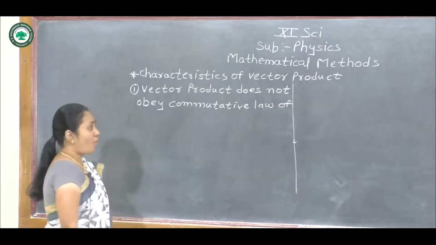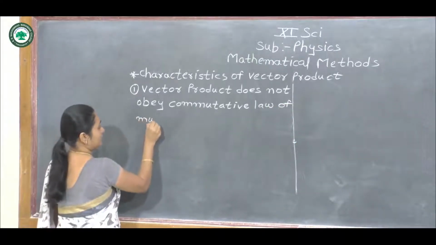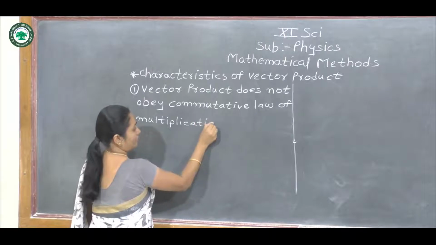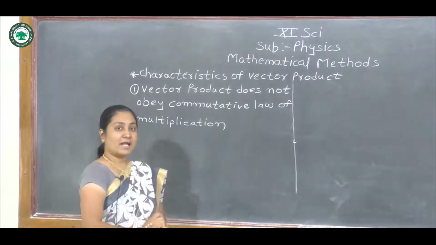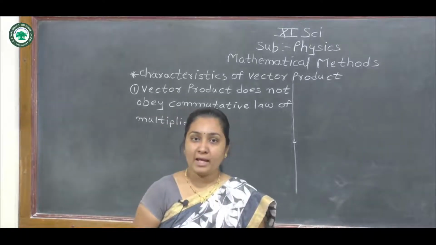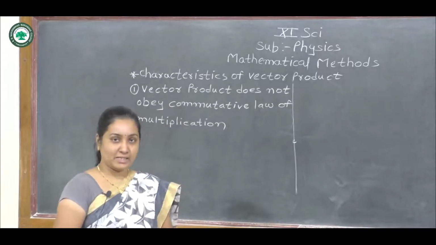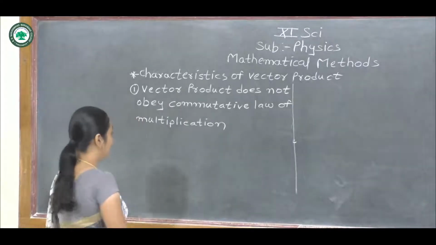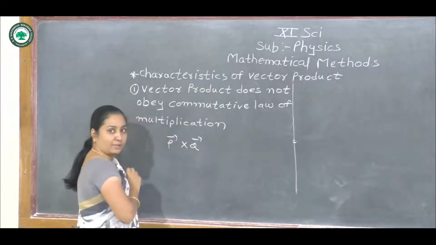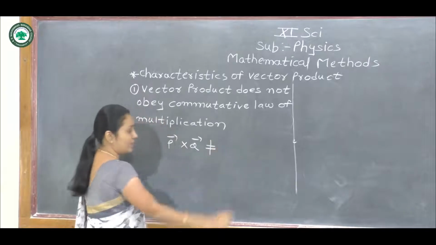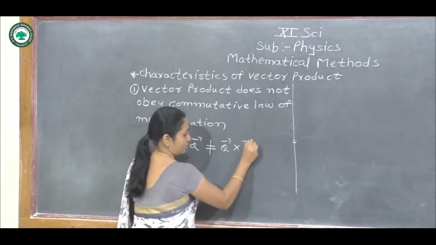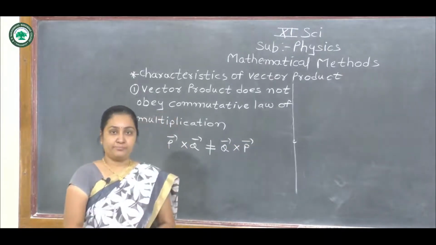The commutative law of multiplication. So this is the first characteristic of vector product, that is, vector product does not obey the commutative law of multiplication. That means we can write here P bar cross Q bar is not equal to Q bar cross P bar.